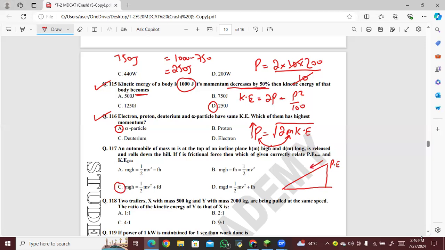Because the friction will act over this distance, it would be F into D. The work done against friction will be F into D, not F into H. So the answer is C.